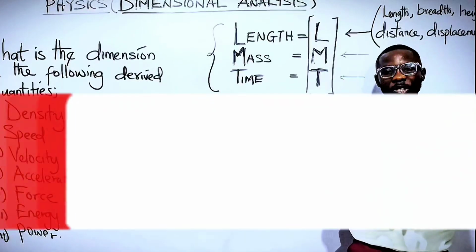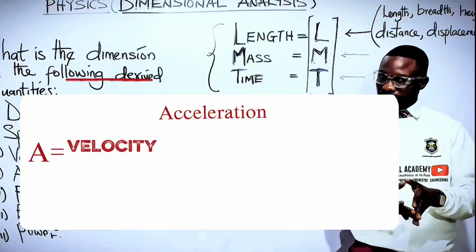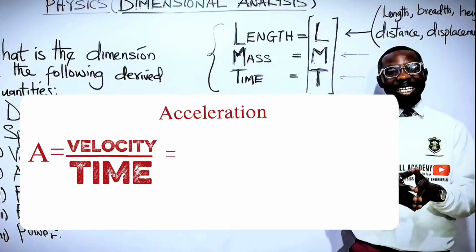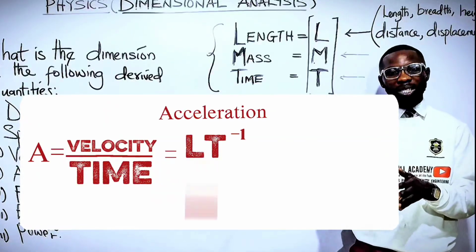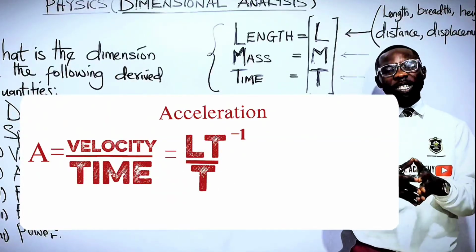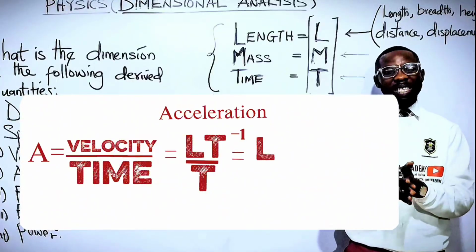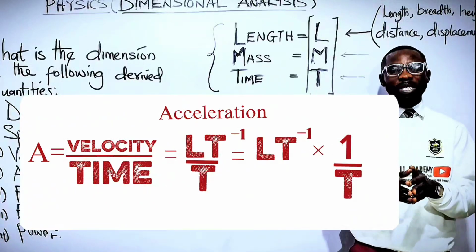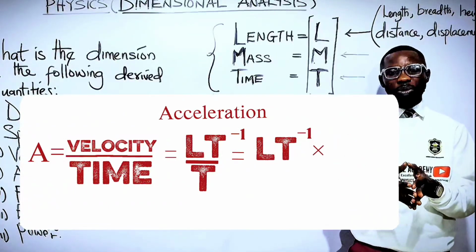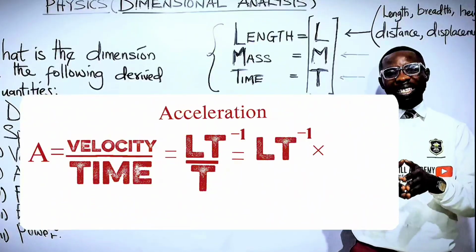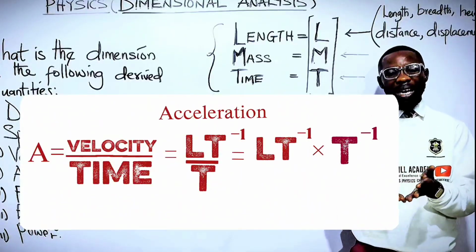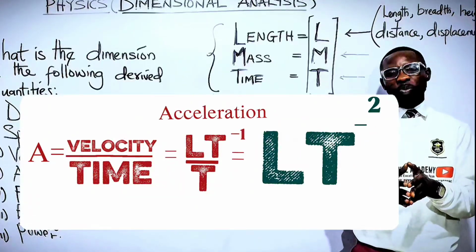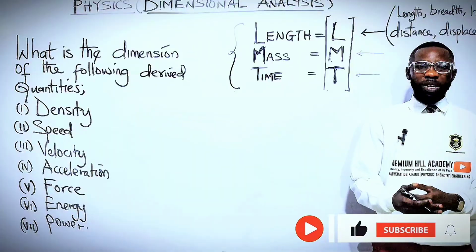Now, the formula for acceleration is nothing more than velocity over time, right? So we express the dimension for velocity over time. That gives us LT raised to the power of minus 1 over the time. And if we express that further, we're going to have L times T raised to the power of minus 1 times 1 over T, such that if we express our 1 over T, the total equation is going to be L times T raised to the power of minus 1 times T raised to the power of minus 1. Applying the T raised to the power of minus 1 in indices form, it's going to be L times T raised to the power of minus 2.